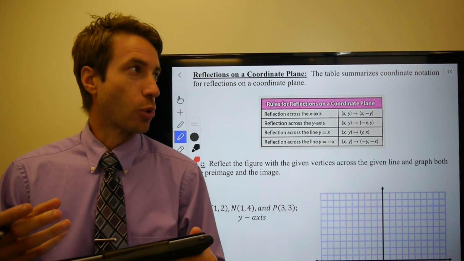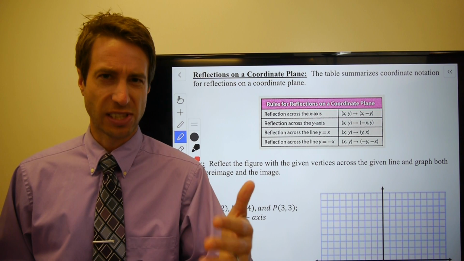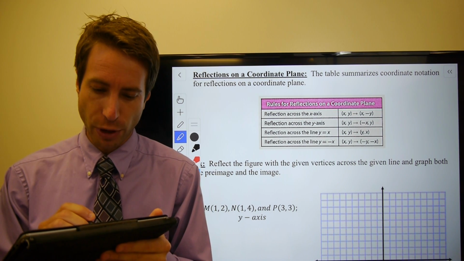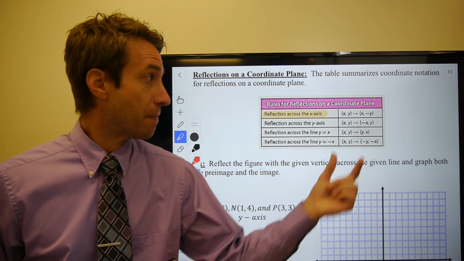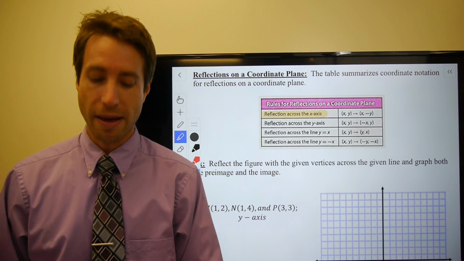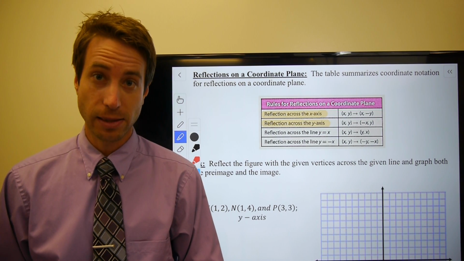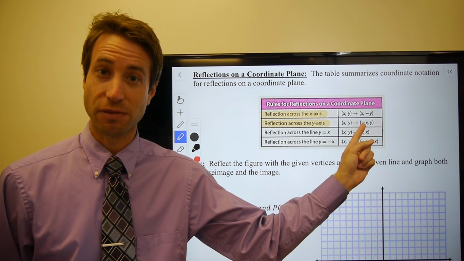These are just real common reflection lines, ones that you'll see much more frequently than others. They're listed for you right here in the table. If we're going to reflect something across the x-axis, this is the transformation that you would apply: you're just going to make the y value negative. A reflection across the y-axis, going to flip something across the y-axis, just make the x value negative.